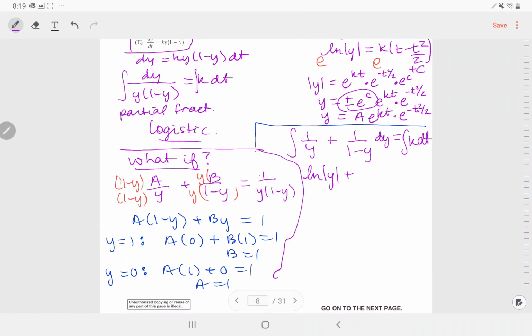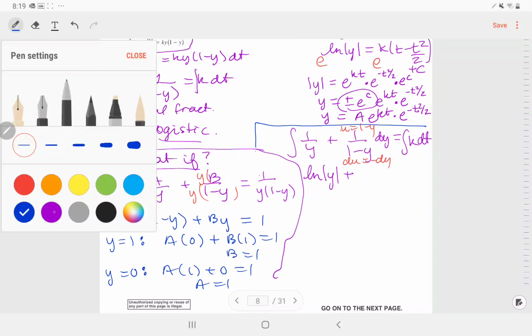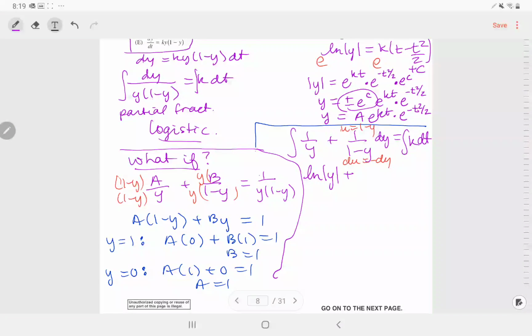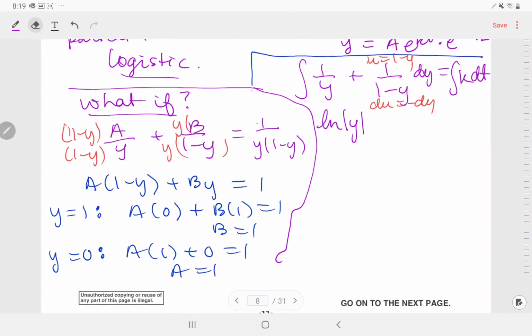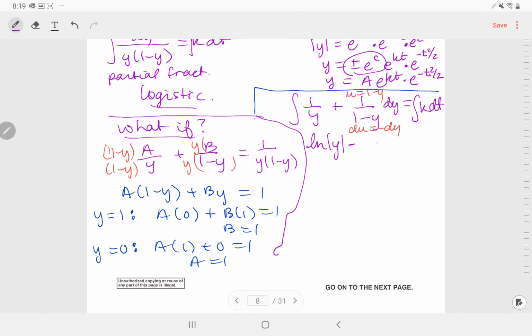For this one, if you pick u equals 1 minus y, the derivative is du equals negative dy. So you do get a negative in the front on this one. So you get negative ln absolute value of 1 minus y equals kt plus c. Oops, can't fit the c in. And remember this has to be a minus because it turns out to be a division. It always turns out to be a division or you made an error somewhere. That's if it's logistics specifically. Then you e both sides.